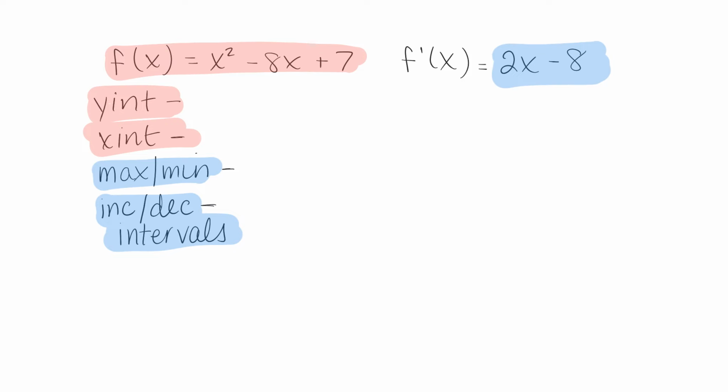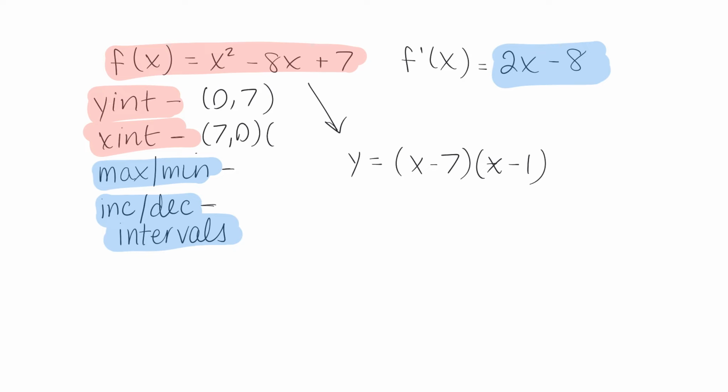All right, so our y-intercept right off the bat, boom. Where's my y-intercept? It's at, that's right, 7. 0, 7. I did no math to figure that out. Your x-intercept, well, where are we going to find that? Our x-intercept we need to factor, right? So we're going to say y equals x minus 7 times x minus 1. So our x-intercepts are going to be at 7 and 1. Okay, I'm going to erase that because I feel like we don't really need that. Okay, boom, look, we're already halfway done.